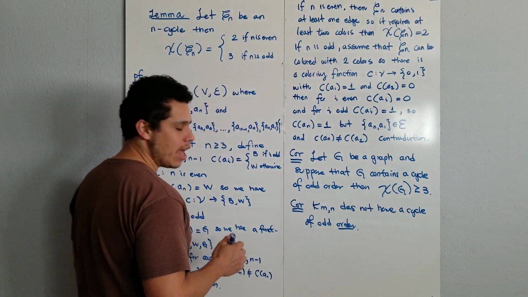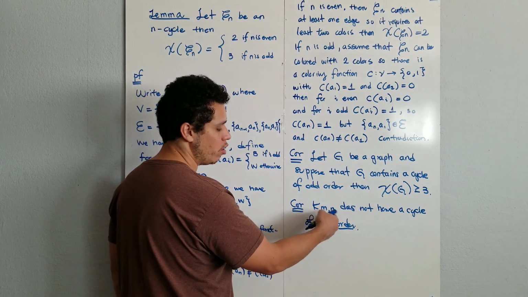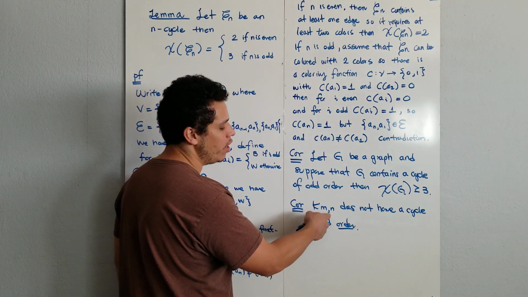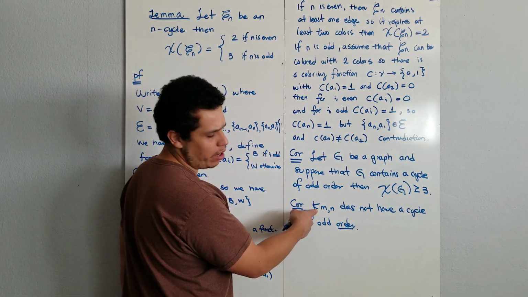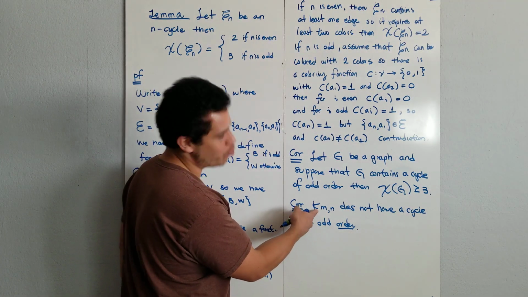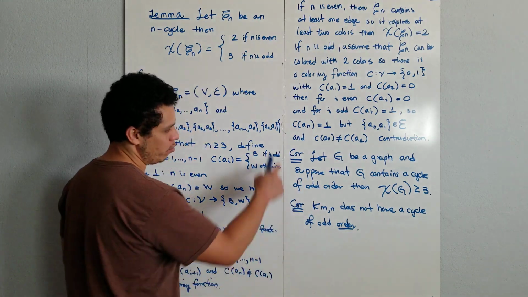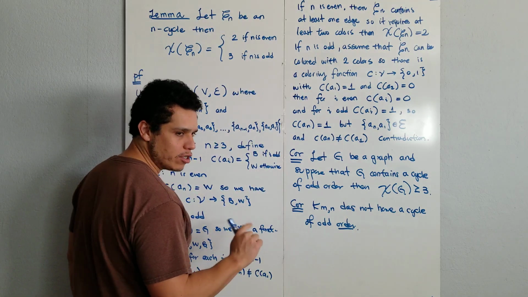And why is that? Well, suppose that this contains a cycle of odd order. So that means that the chromatic number of this is at least 3. But we know that the chromatic number of this is 2. Contradiction.